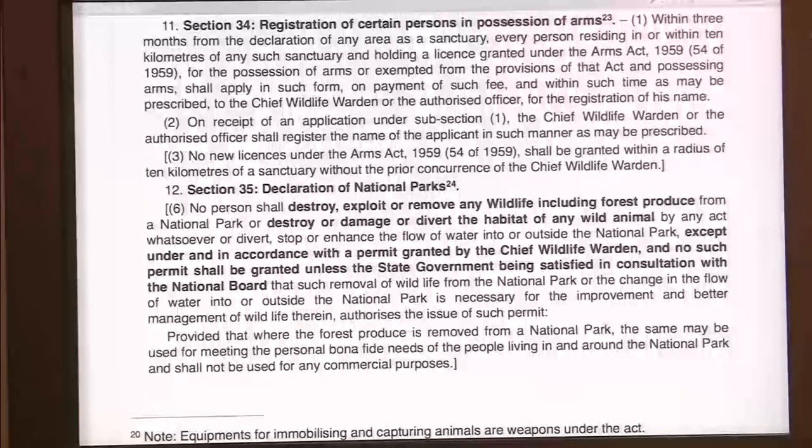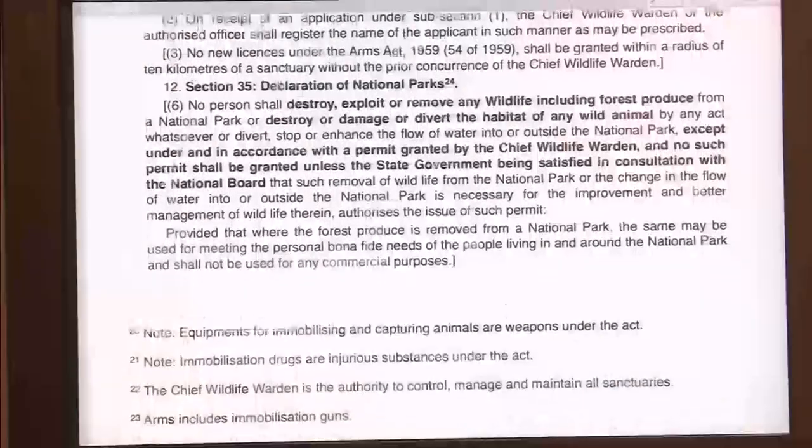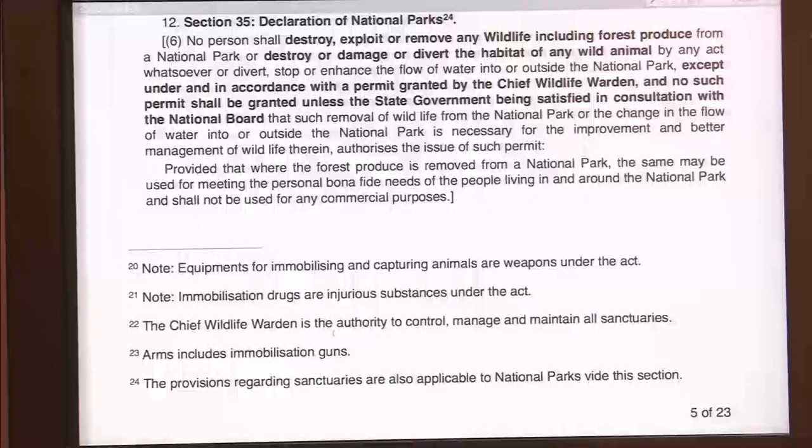Now, this section 35 also states that destroying, exploiting or removing of any wildlife including forest is not permitted, damaging or destroying or diverting the habitat is not permitted except under and in accordance with the permission granted by the chief wildlife warden. And no such permission shall be granted unless the state government being satisfied in consultation with the national board that such removal of wildlife from the national park or change in the flow of water into or outside the national park is necessary for the improvement and betterment of wildlife therein, authorize the issue of such permit.